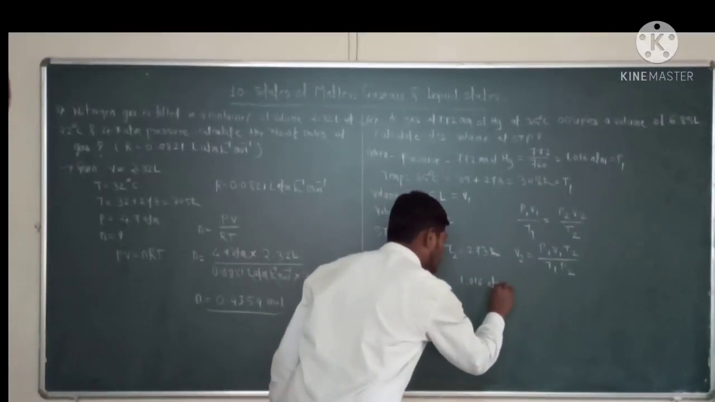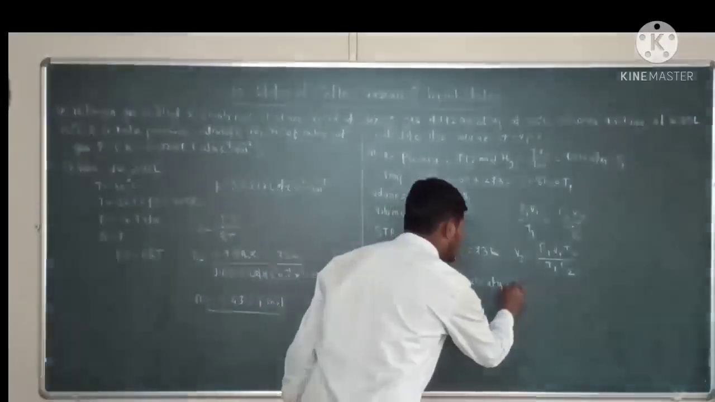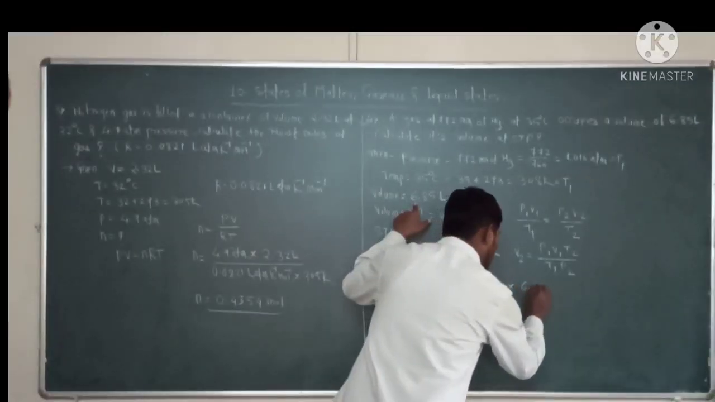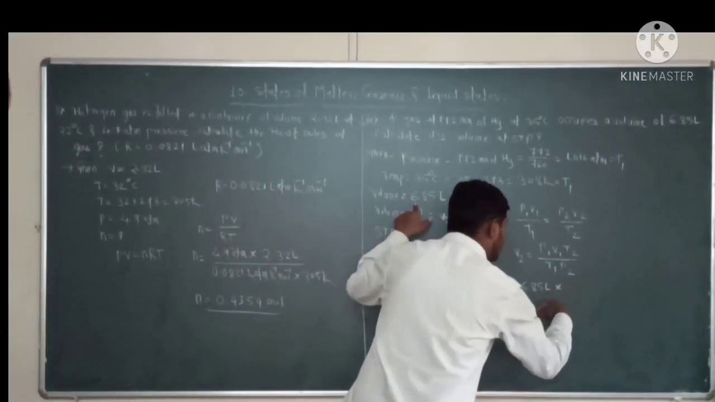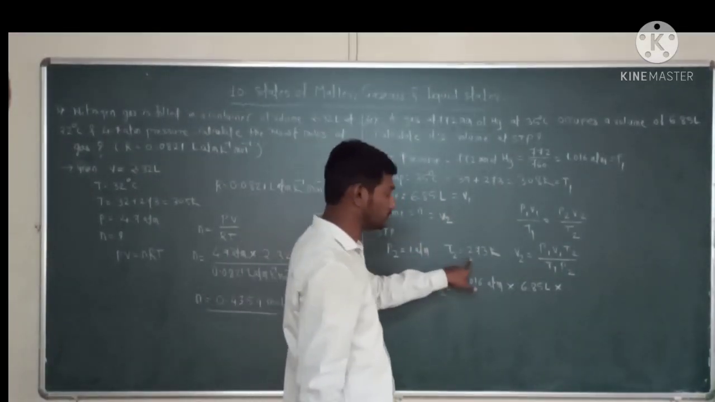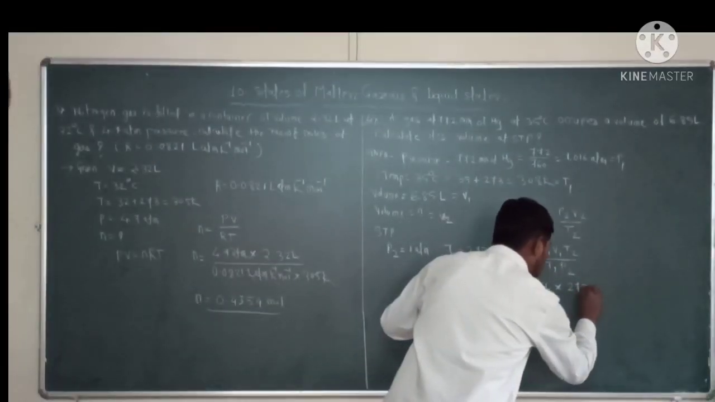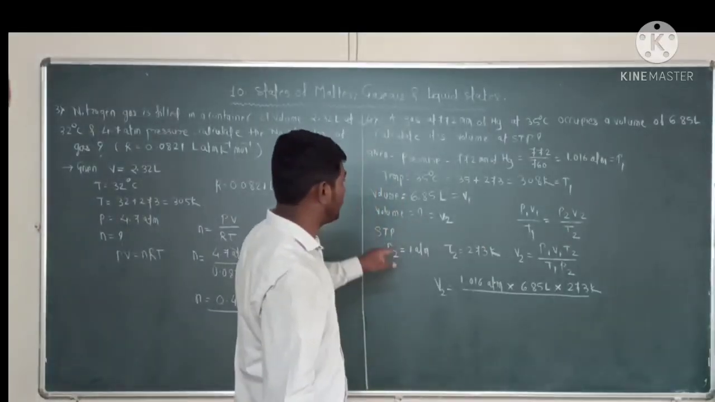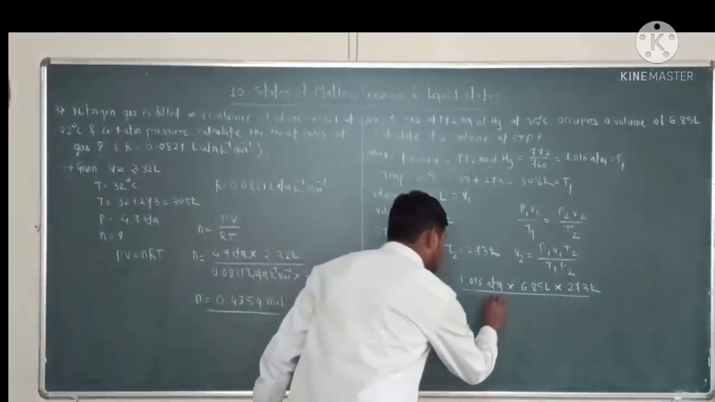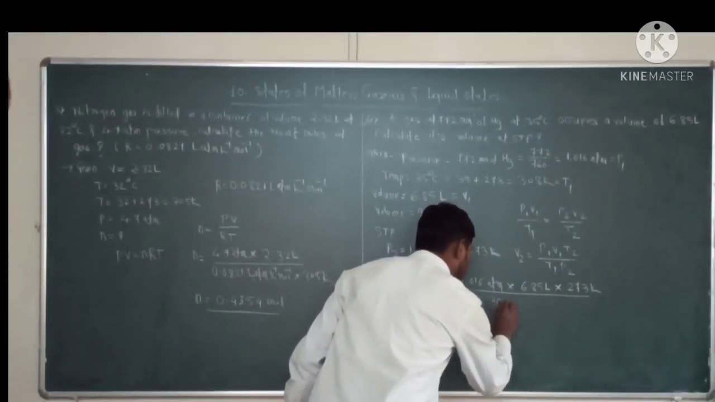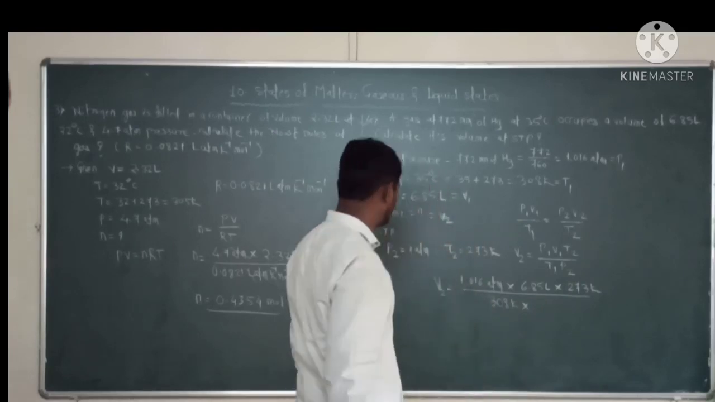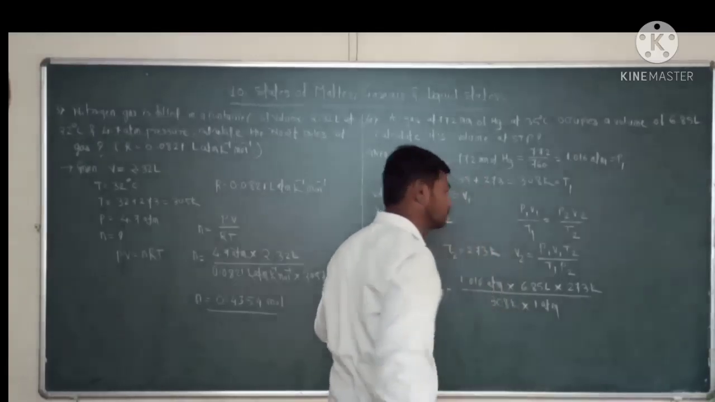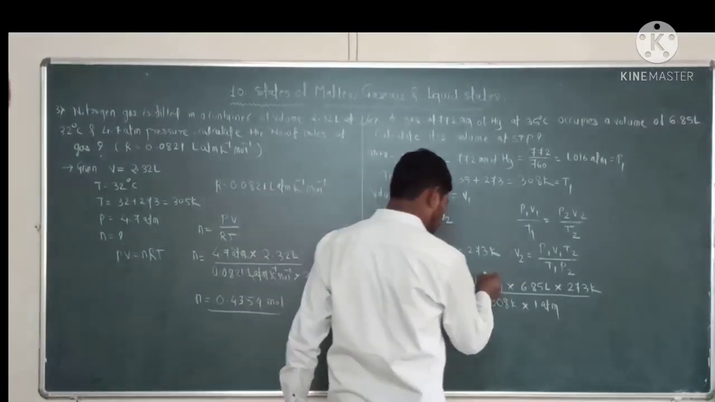Put these values in this equation, that is V2 is equal to P1, 1.016 atmosphere pressure, into V1, 6.85 liter, into T2, that is 273 Kelvin, divided by T1, 308 Kelvin, into P2, that is 1 atmospheric pressure. Okay. Now solve this equation.